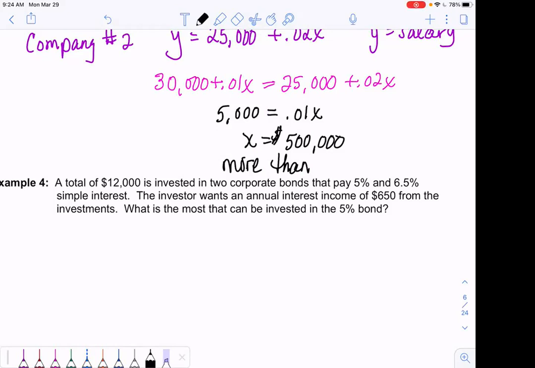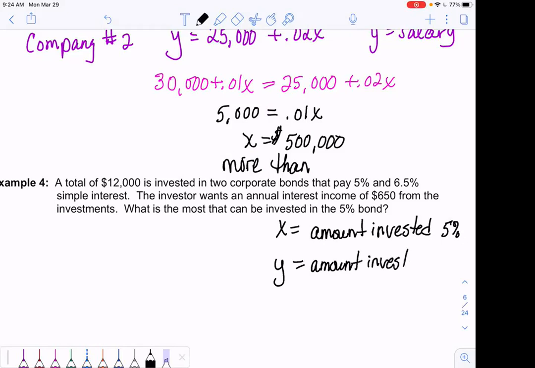And then it says, what is the most that can be invested at the 5% so that I can still earn that $650? This one is totally different than the other 2 problems that we've looked at. So your X is going to have to be the amount invested at 5%, and the Y will be the amount invested at 6.5%.